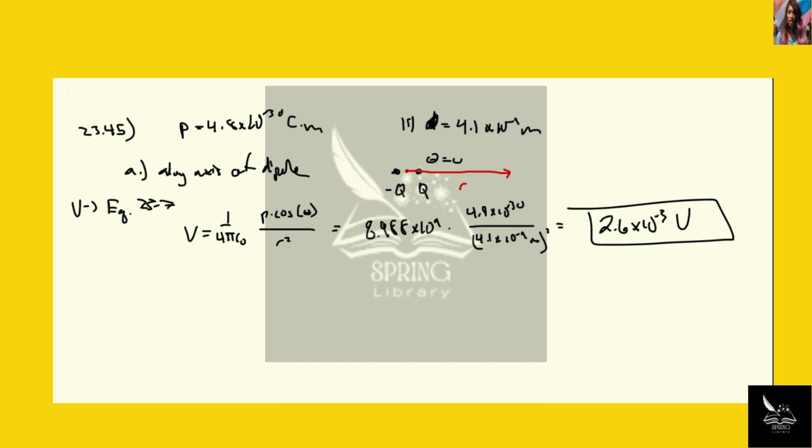Cool. Let's go to part B. Part B says 45 degrees above the axis, but nearer the positive charge. So in this case, we have positive charge, negative charge, and 45 degrees nearer the positive charge gives us this angle of 45 degrees.